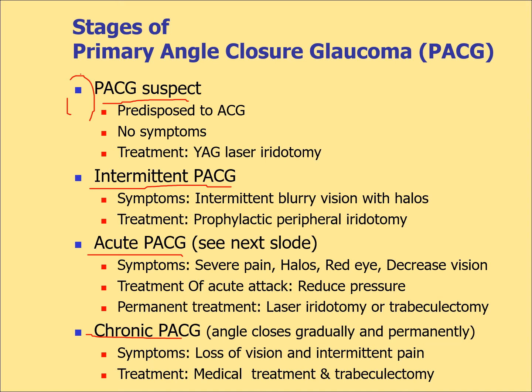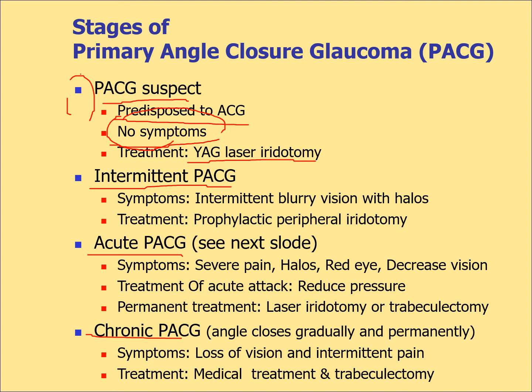In the primary angle closure glaucoma suspect, the patient does not have any symptoms, and the doctor checks the eye and thinks that the patient is likely to develop angle closure glaucoma, so we do the YAG laser iridotomy to prevent any future attack or future development of angle closure glaucoma. Now remember, these patients don't have any symptoms, and we just think that the patient can develop angle closure glaucoma in the future.